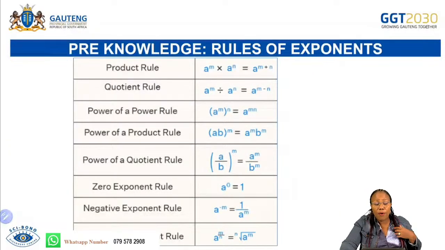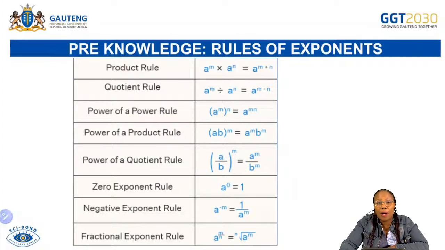Now remember, before you do any exponent simplification, you must be able to apply the rules of exponents. Thereof, we have different rules under the exponents. The first one is the product rule, which says if you have a to the power m and a to the power n, that means you are multiplying the same base. Multiplying the same base, the rule says that you add the exponents. As you can see, you take only one base there and then you add the exponents, grade 12.